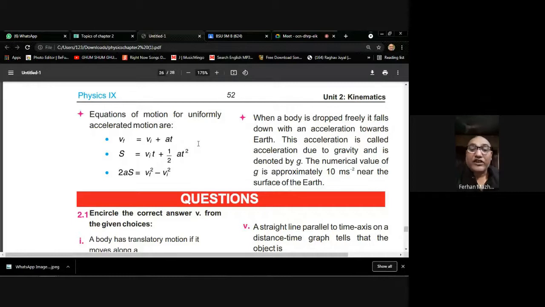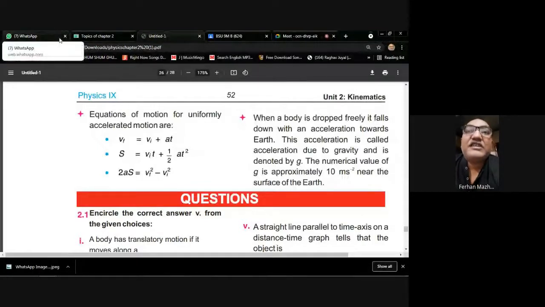There are three equations of motion. So all of you should all the time remember that you can use these equations. The first equation of motion is Vf is equals to Vi plus At. Remember, Vf means the final velocity, Vi means the initial velocity. Here A means the acceleration and T means the time. So Vf equals to Vi plus At.